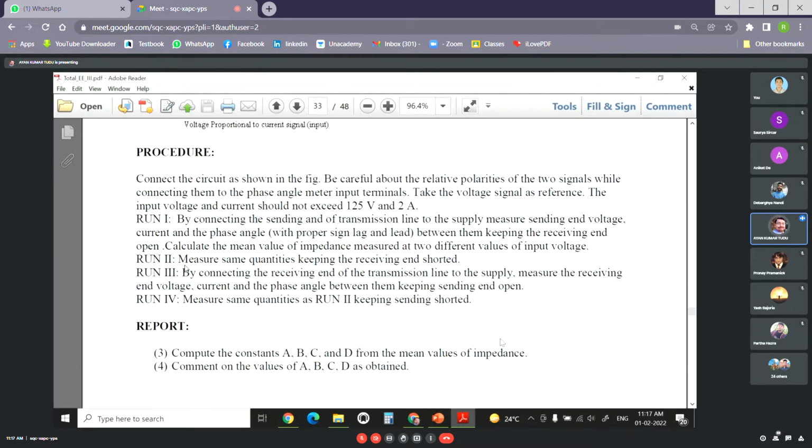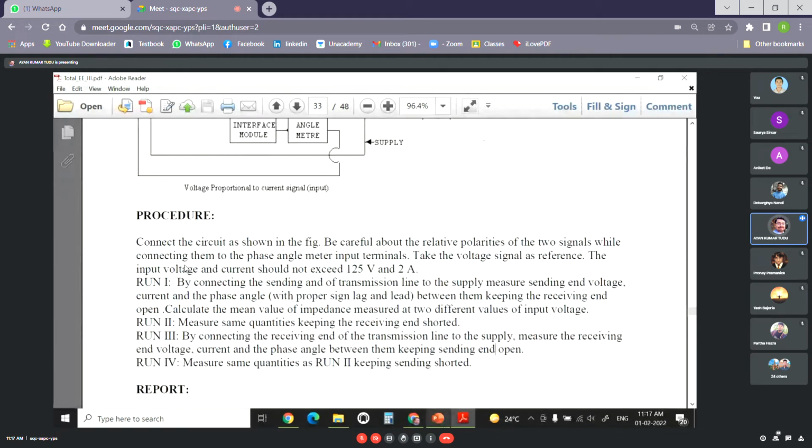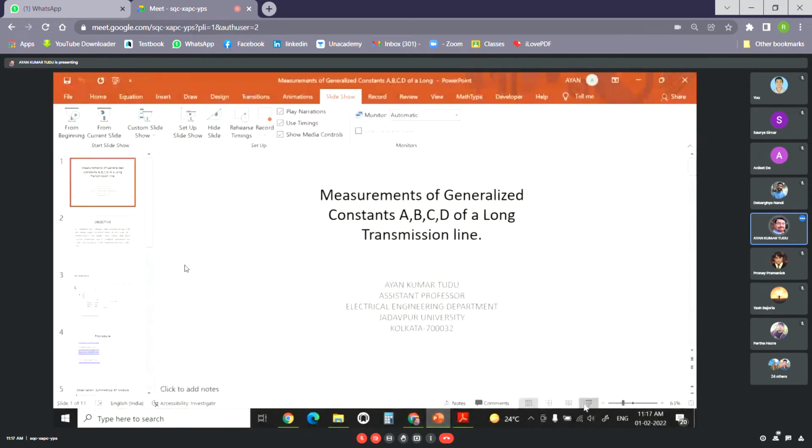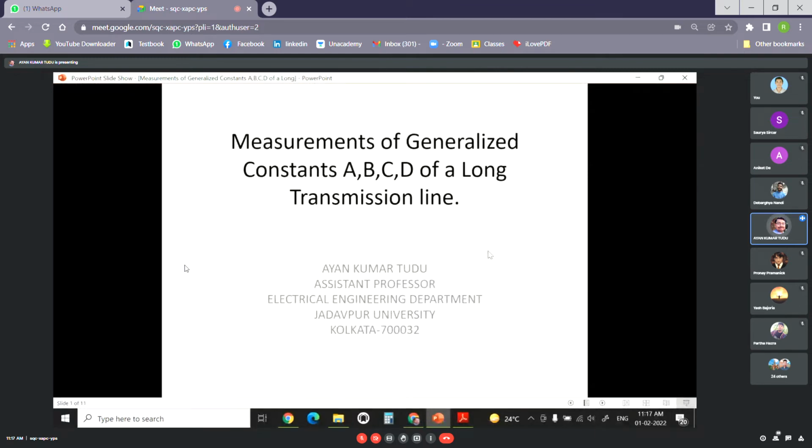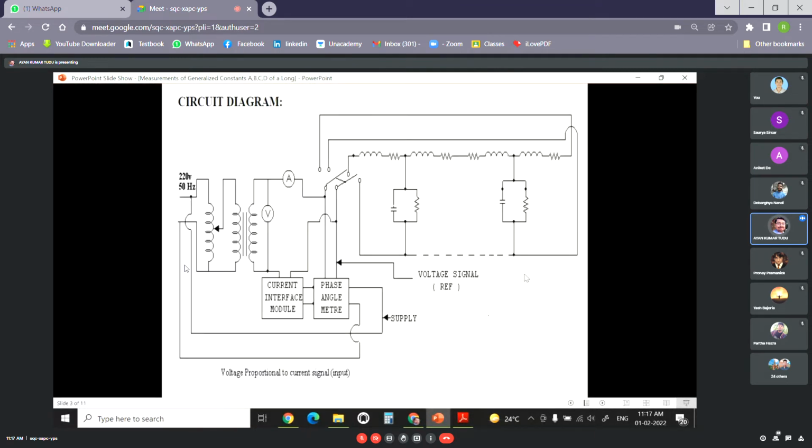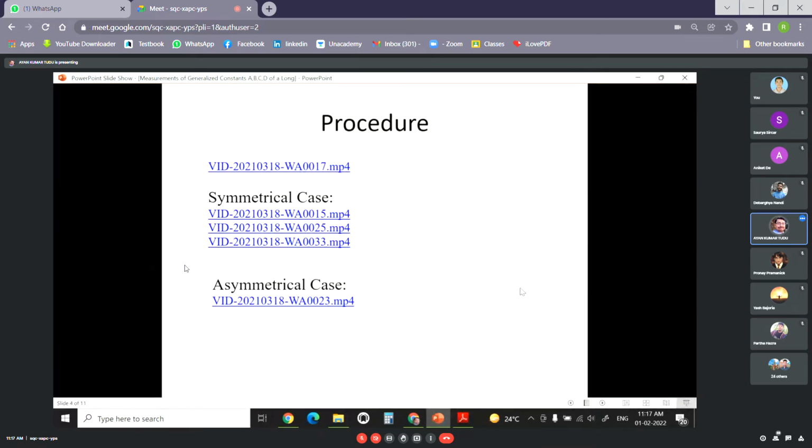So let us see then. This is our PPT. Yes, this was our objective. This is a circuit diagram. So let's start with the procedure. Let us see the procedure.